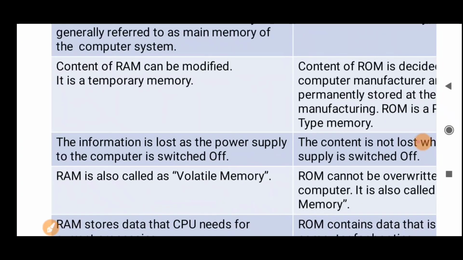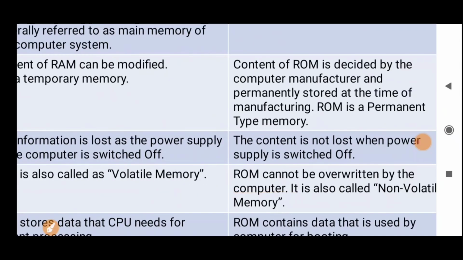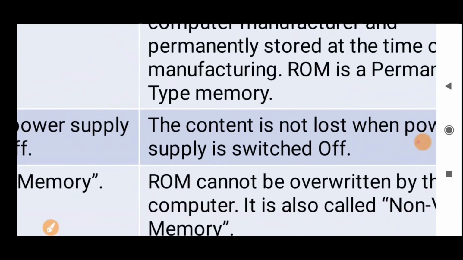The information in RAM is lost when the power supply to the computer is switched off. As soon as you switch off your computer, whatever was saved in the RAM is lost. But even when you switch off your computer, the contents of ROM are not lost; they are permanent.